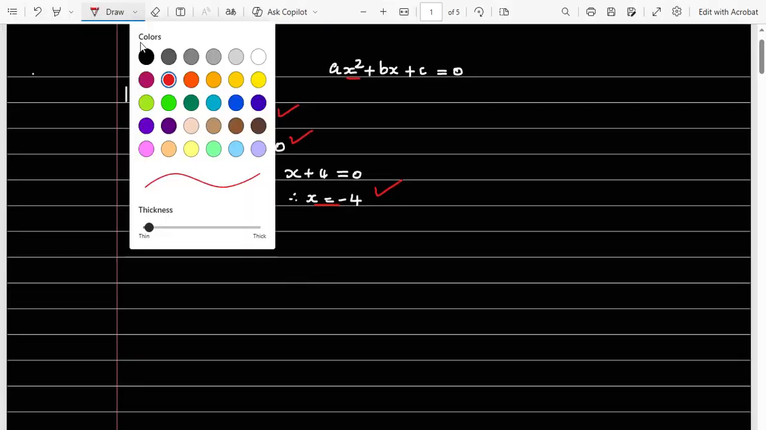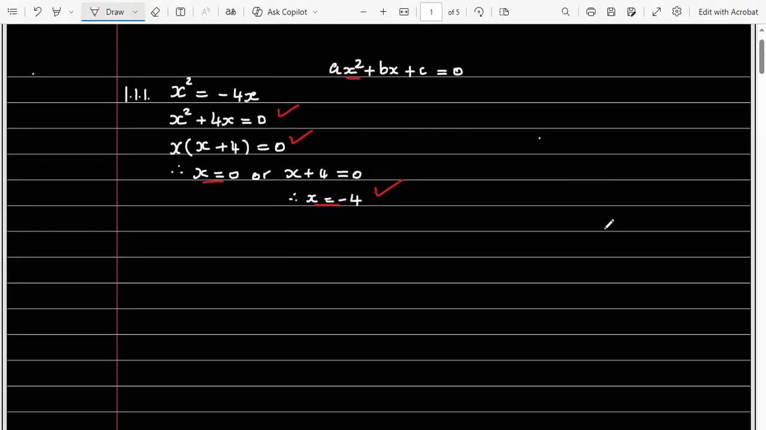On this one, this will be my 1.1.2. So on 1.1.2, the equation is given as x squared plus x minus 1, and this is equal to 0. So this is in the correct form.